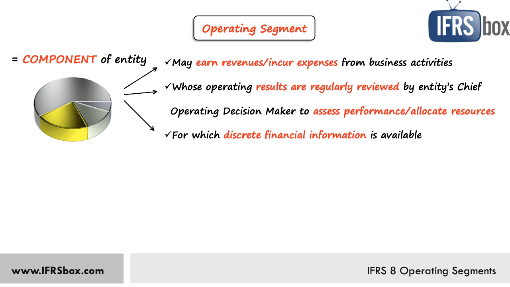And discrete financial information must be available for that segment. So examples of a segment might be a product division or a branch located in some particular area, or even a subsidiary company if our entity is a group. Also, a segment does not need to generate revenues yet. Therefore, a startup that has not generated any revenues is a segment as well, if it meets the other criteria. However, not every single part of an entity is an operating segment.